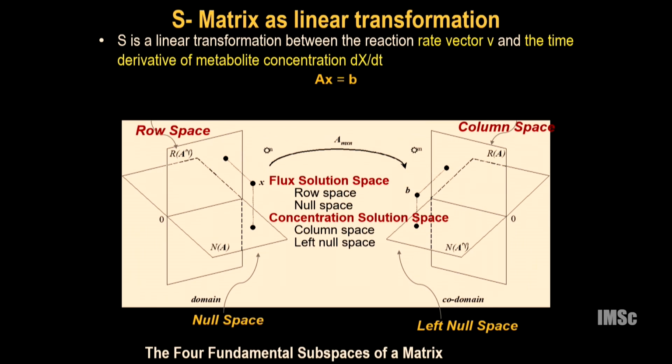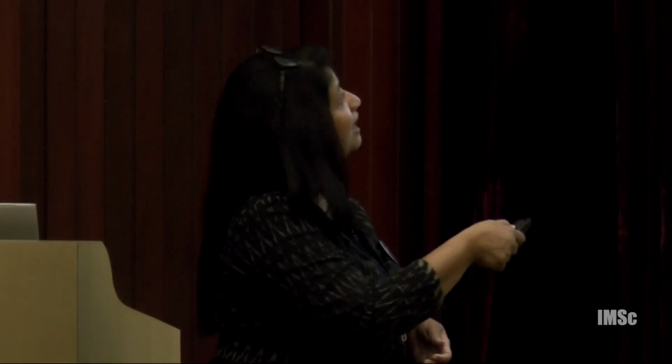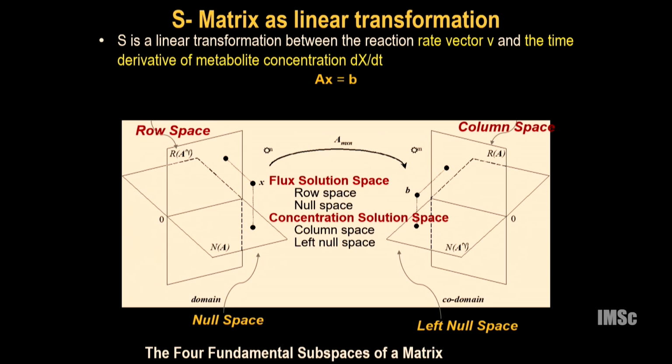And if you go back to your linear algebra knowledge from high school, if you remember, a matrix can be represented as there are four fundamental spaces of a matrix. Essentially, the row space and the null space fall in the flux solution space of a biochemical reaction network. And the column space and the left null space form a part of the concentration solution space of the network.